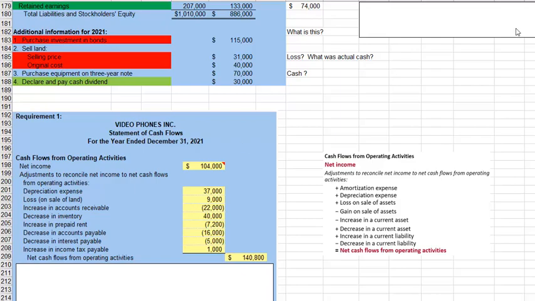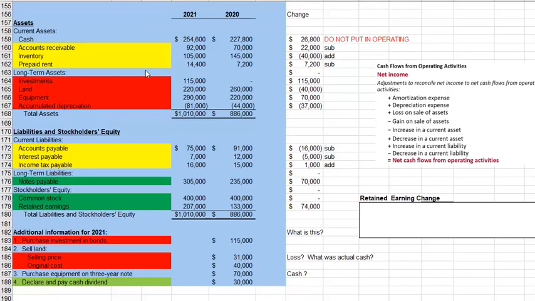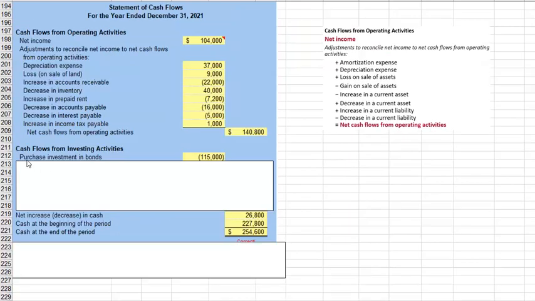Now let's move into our investing section. The investing section is our long-term assets. We have an investment, land and equipment, and the matching accumulated depreciation. We also have some additional information here. Let's start with our investment, $115,000. As we can see here, we purchased an investment in a bond. This means that we paid out $115,000 in cash. It is an outflow. Note that we added a purchase of investment in bond for negative $115,000.